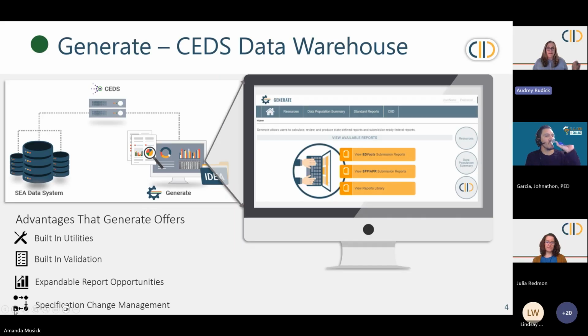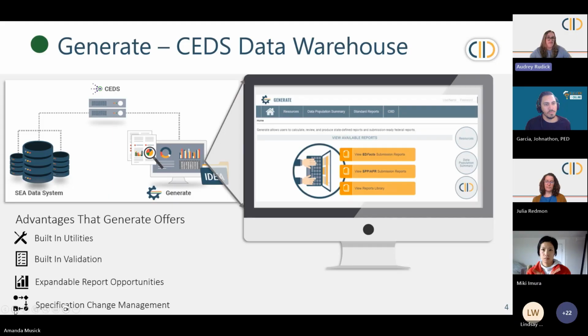And briefly, we want to talk about Generate. Generate is a software that runs on the CEDS data warehouse. It's freely available to all SEAs and is installed by states in their own environments to help automate and simplify reporting for EDFACS data for IDEA files, Part B files, and beyond. Data come from state source systems that are used to manage IDEA and other reporting inputs. Then it is aligned to the Common Education Data Standards within Generate.